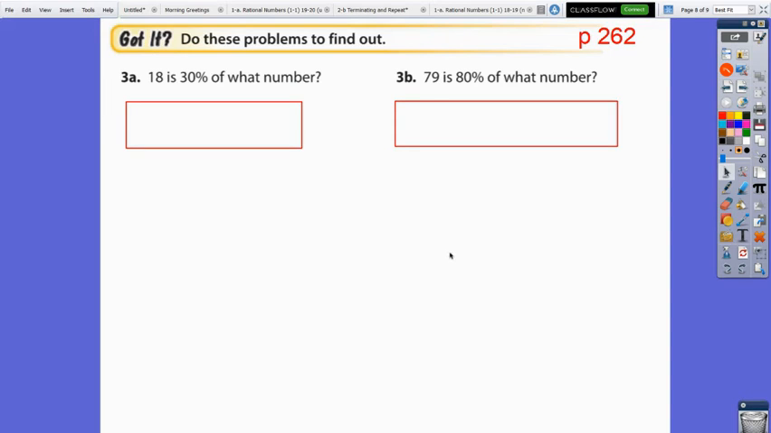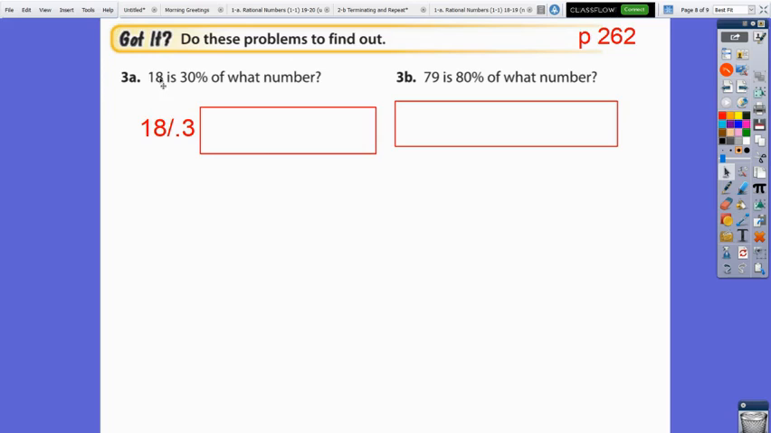So you could write out the equation here. I'm not going to do that. I'm going to just instead know that when I'm given the percent and the part, right? And how do you know this is the part? Because the what number comes after the word of. That means I'm looking for the whole. I don't know the number after the word of, so I'm looking for the whole. And so I'm going to do 18 divided by 0.3. 18 divided by the percent written as a decimal, and that's going to give me an answer of 60. So 18 is 30% of 60.